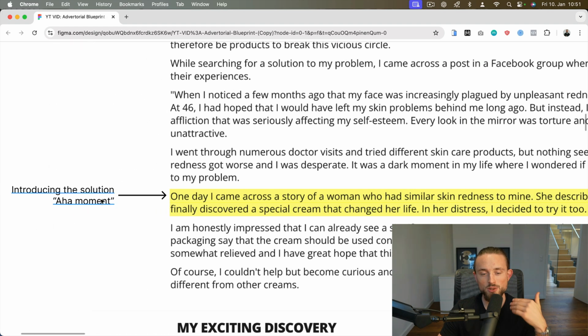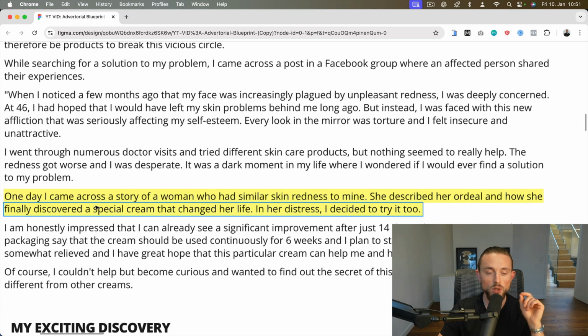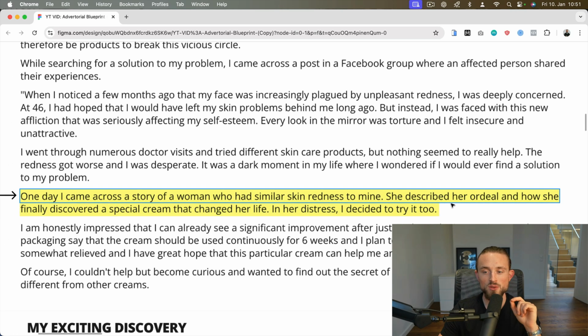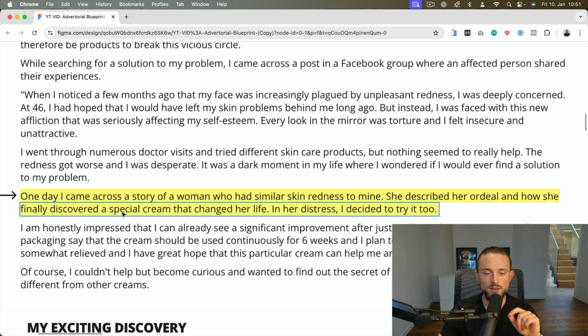We start to introduce the solution. One day, I came across a story of a woman who had similar skin redness to mine. She described her ordeal and how she finally discovered a special cream that changed her life. In her distress, I decided to try it too. I'm honestly impressed that I can already see significant improvement after just 2 weeks. The instructions on the packaging say that the cream should be used continuously for 6 weeks, and I plan to stick to this exactly. It makes me feel somewhat relieved, and I have great hope that this particular cream can help me and hopefully other sufferers too.